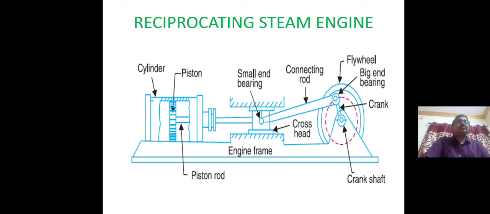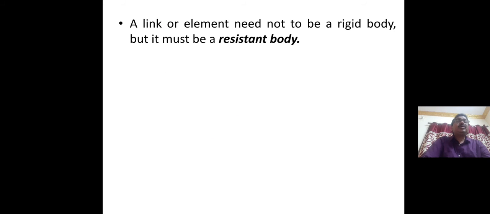That is why it is called a 4-bar mechanism, or simple mechanism. If only 4 elements are there, it is called a simple mechanism. If there are more than 4 links, it can be called a compound mechanism, which will be discussed later. Now this is about the reciprocating steam engine working principle and its elements, which we have discussed. A link or element need not be a rigid body, but it must be a resistant body.